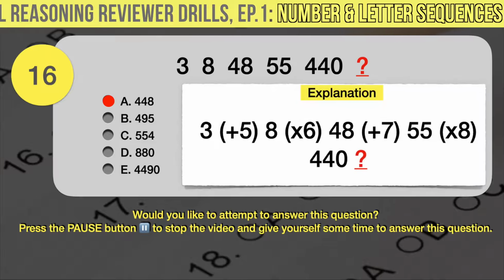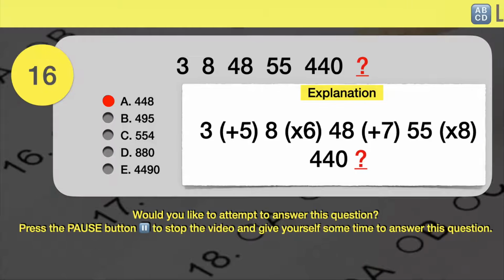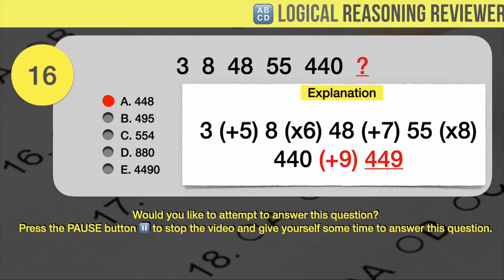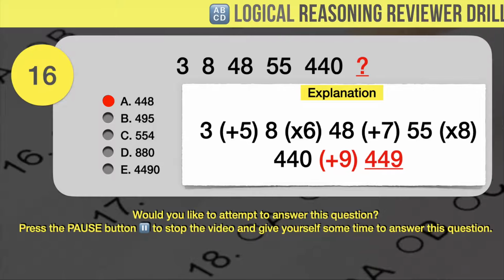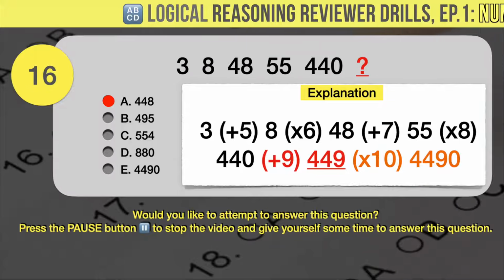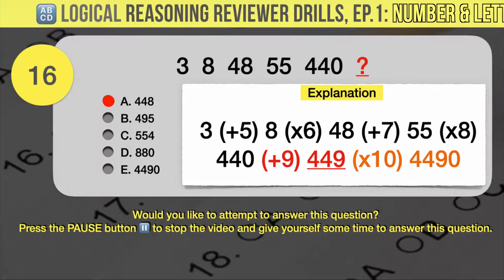The sequence goes like this. 3 plus 5 equals 8, times 6 equals 48, plus 7 equals 55, times 8 equals 440, plus 9 equals 449, the next number in the sequence. If we continue further, the next number would have been 4490, that is, 449 times 10.